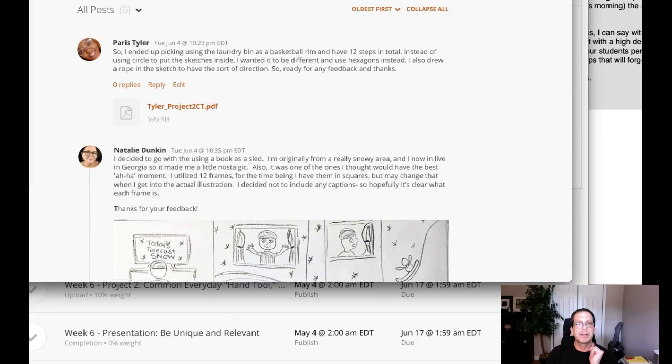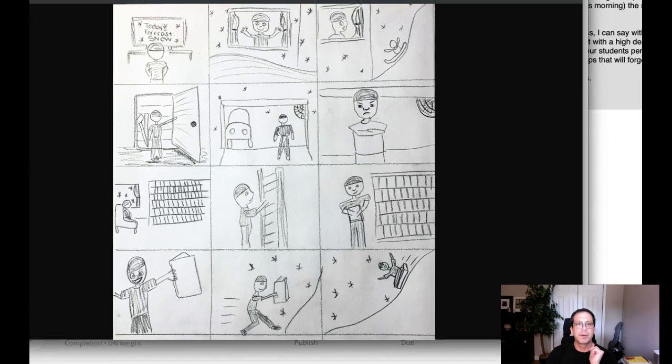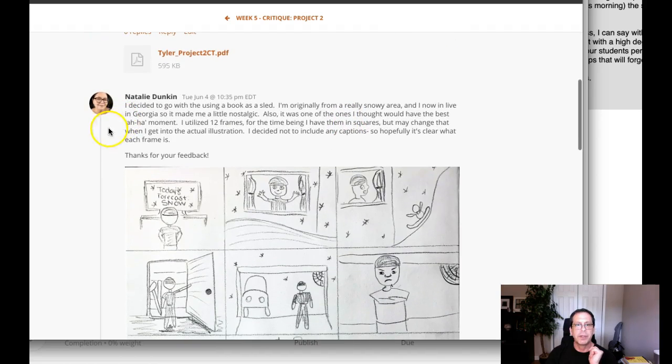Okay, so I've got your illustrations up right over here, and I just want to address your writing here. Does it go to using a book as a sled? I think that's a good choice.